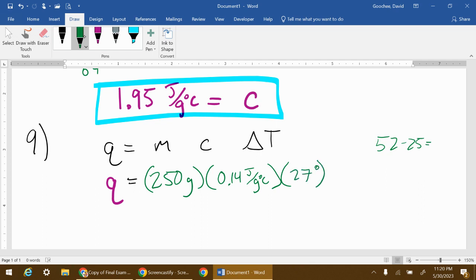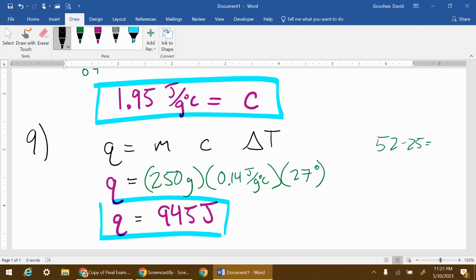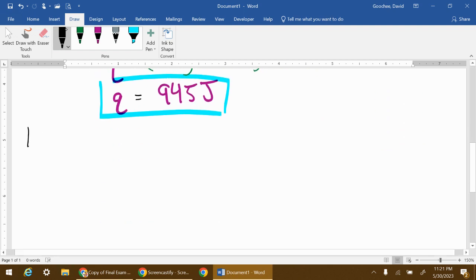So this isn't even really algebra, folks. You just got to multiply together because Q is already by itself. So here we go: 250 times 0.14 times 27. And what I get is that this mercury requires 945 joules of energy. All right, good. On to the next one, number 10.